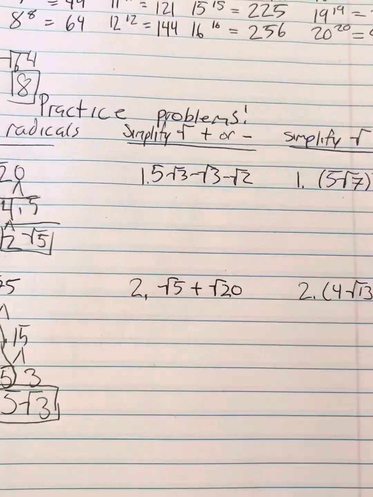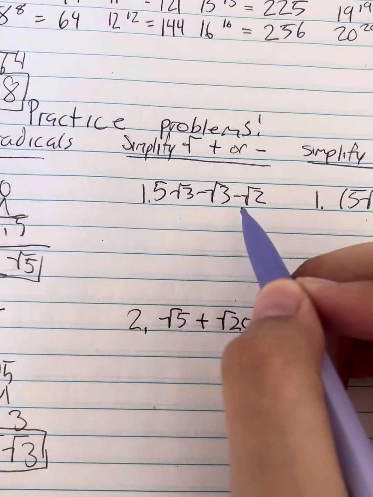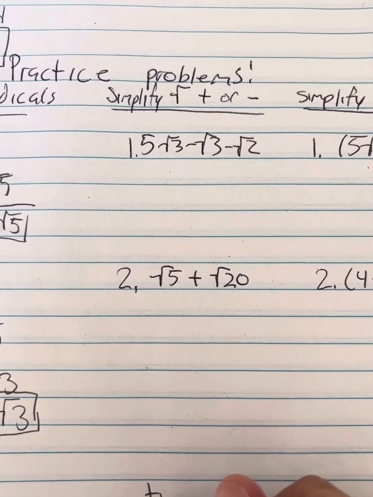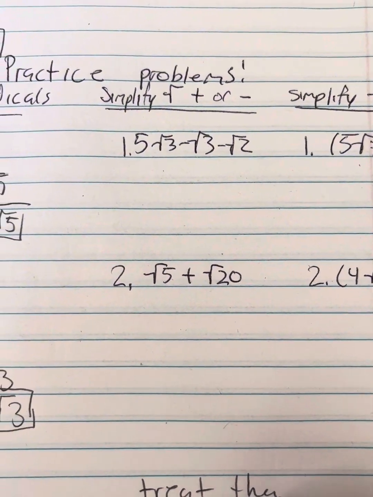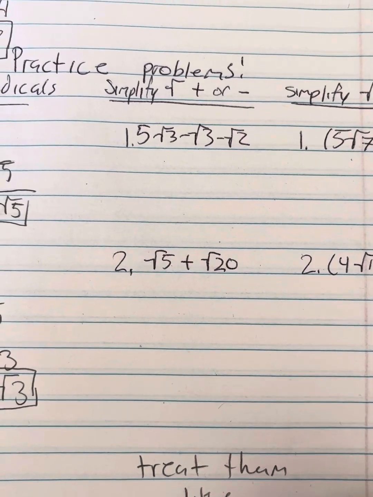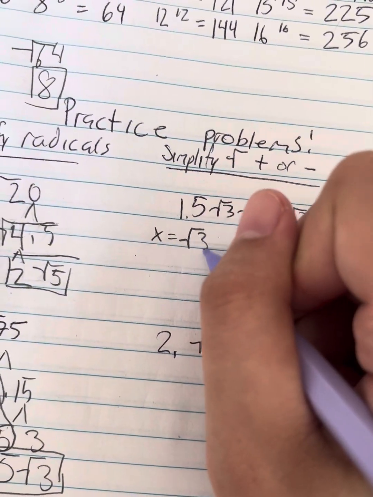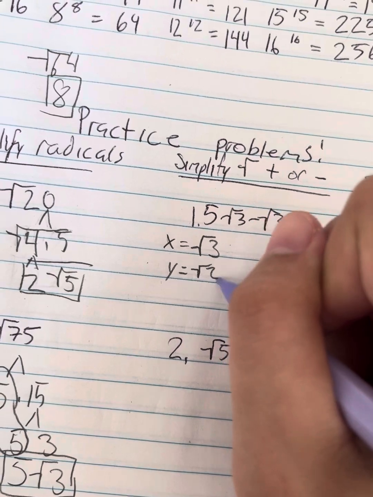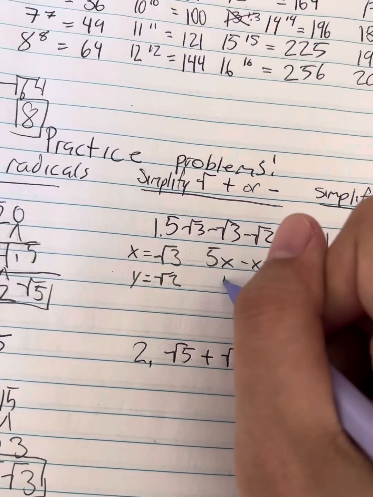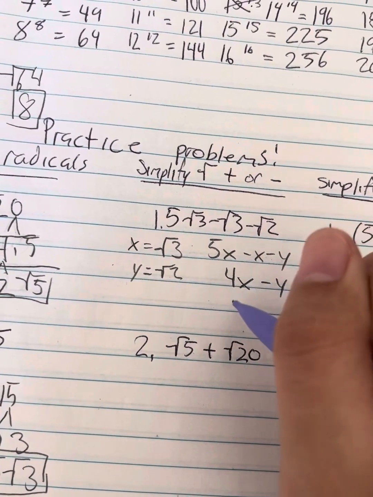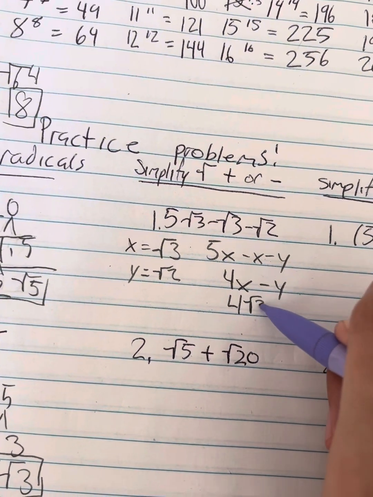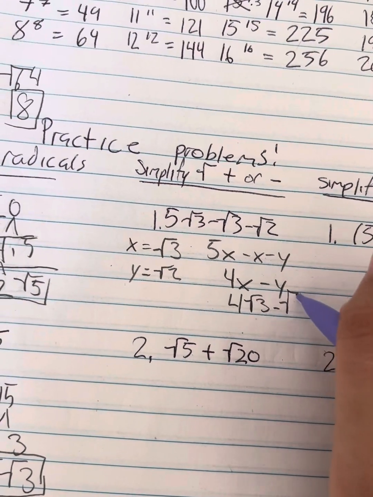For this, it's going to be a little different because we have multiple radicals. But for radicals, we can treat them like variables. X can equal radical 3, y can equal radical 2. So it's going to be looking like this. So it'll do this. And our answer will be 4 radical 3 and radical 2.